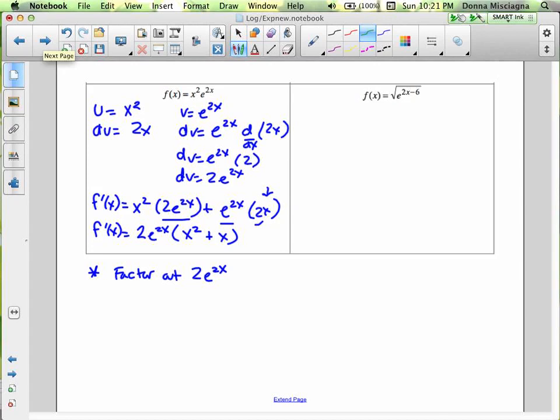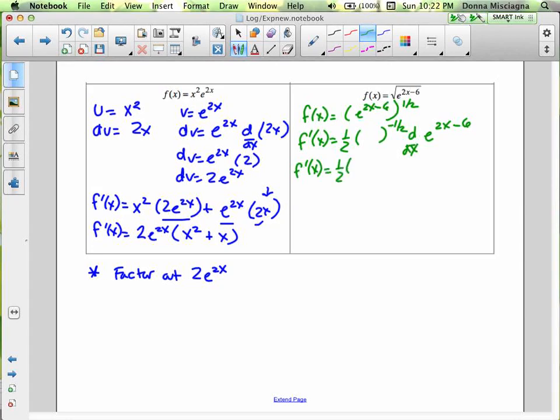All right, so we have f prime of x. Actually, before we do f prime of x, let's rewrite that as an exponent. So we have f of x equals e to the 2x minus 6 to the 1/2 power. Right? So derivative is going to be 1/2 blop to the negative 1/2 power times the derivative of e to the 2x minus 6, which has a chain rule to it. All right, so let's fill in the blop and let's take the derivative of that. So we have f prime of x is equal to 1/2, and that would be e to the 2x minus 6 to the negative 1/2.